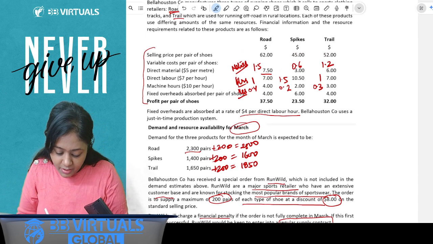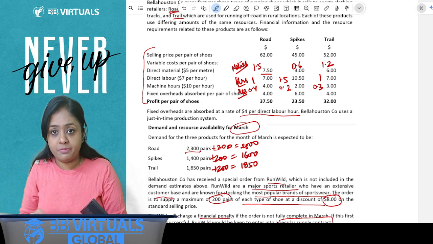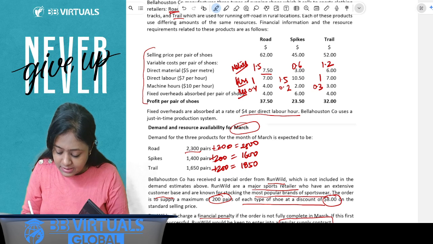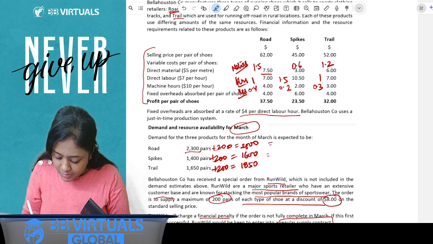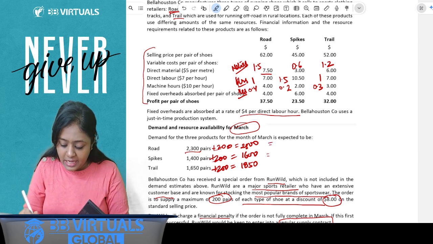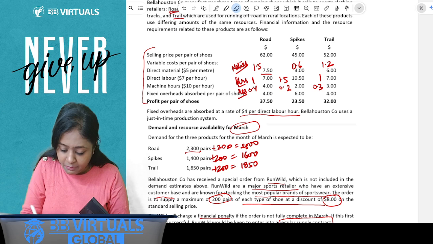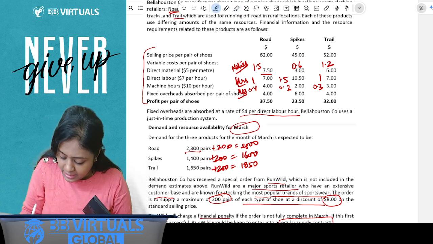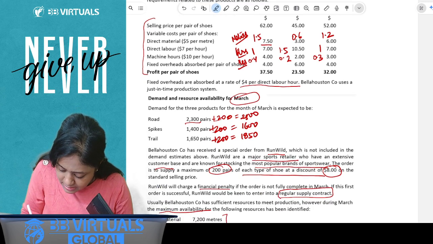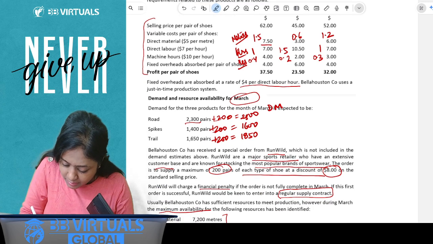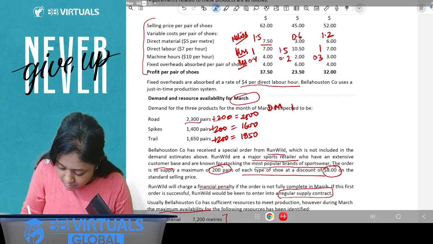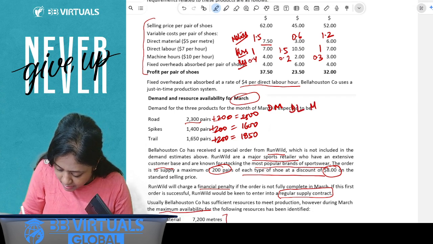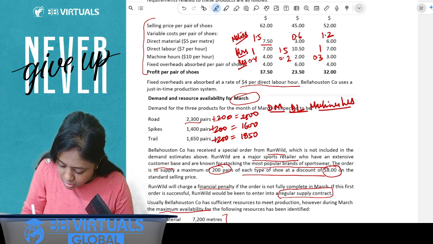Okay, now fixed overhead absorbed per shoe is given, and now we know these quantities. So can we say that to manufacture 2500, 1600 and 1850, what will be the total quantity needed for direct material, what will be for direct labor, and what will be for machine hours? Yes, I can find out. So I'll list here direct material, direct labor, and machine hours, and see which is the constraint here.